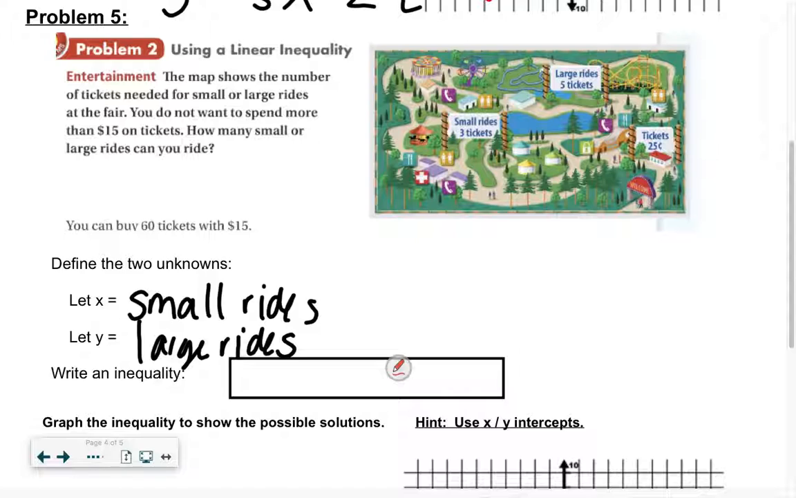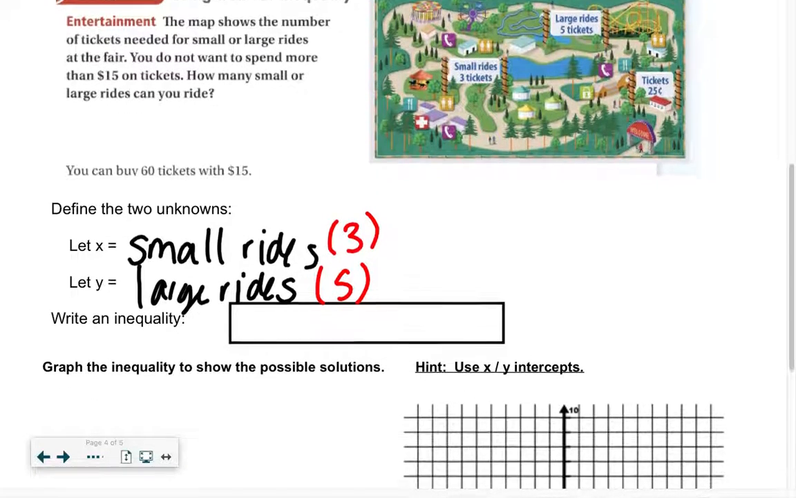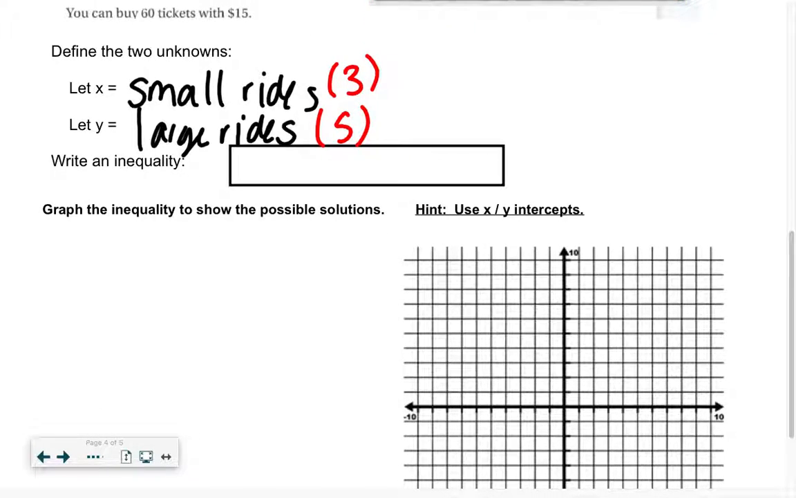How many tickets do small rides take? 3. How many do big rides take? 5. So we can do what? What are you thinking? Do 6 large rides and 2 small rides.